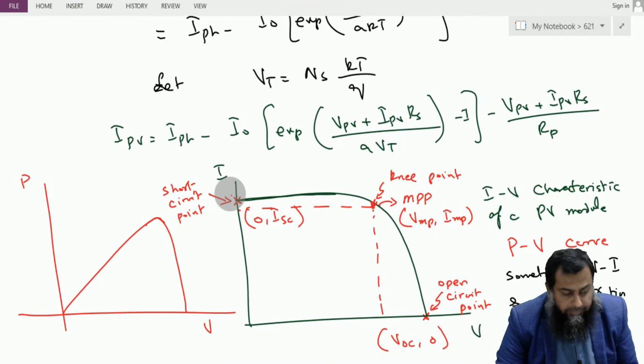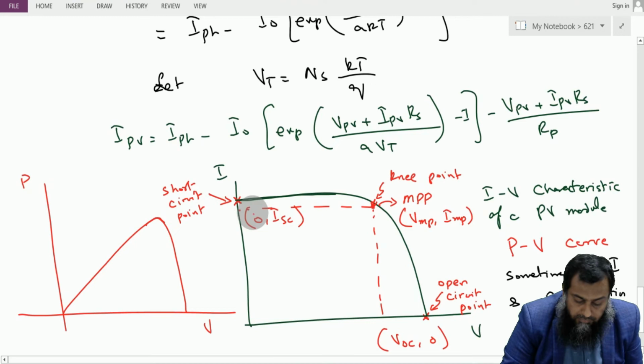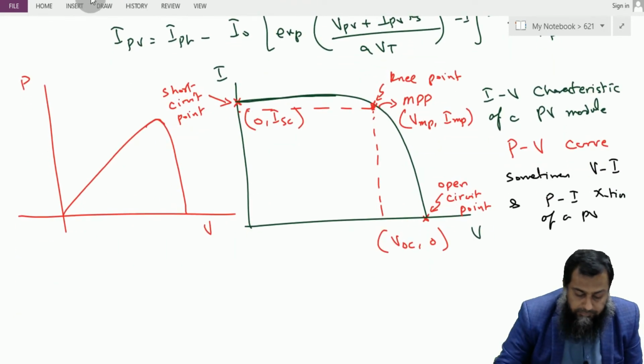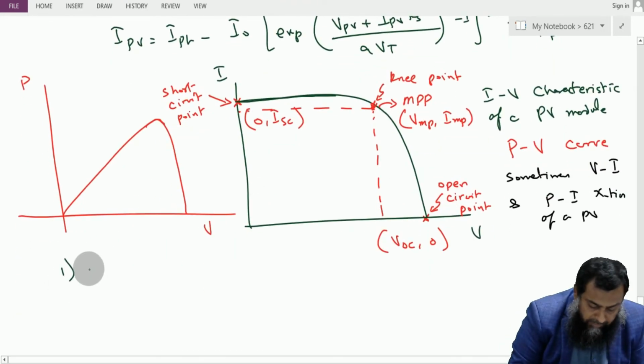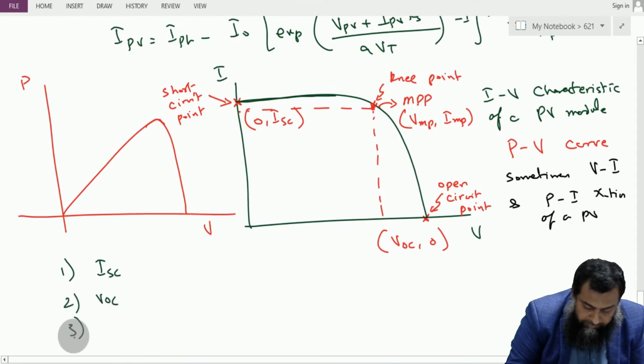Other than that, these points that we have discussed: number one is the short circuit point, or the ISC value. Number two is the VOC value. Number three is the VMP value.